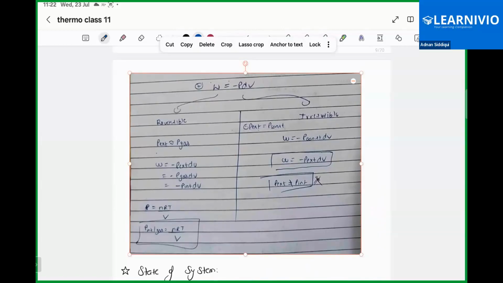See, it should be the same, but you can do slight variations. Suppose you started with 0.5 and you went to 0.6. This small amount of variation is acceptable. But you cannot start with 0.5 and the next time apply 2 atmospheric pressure. So small changes are acceptable, but not very large variation, right? Can we move ahead?